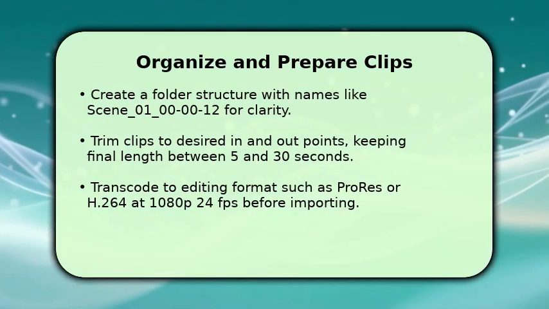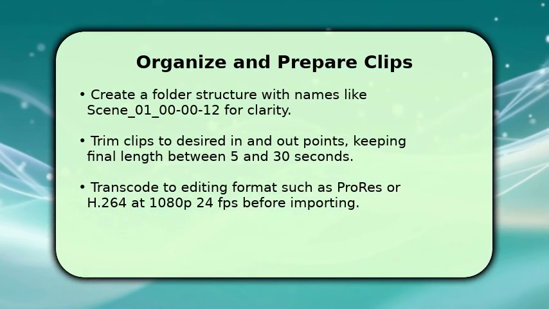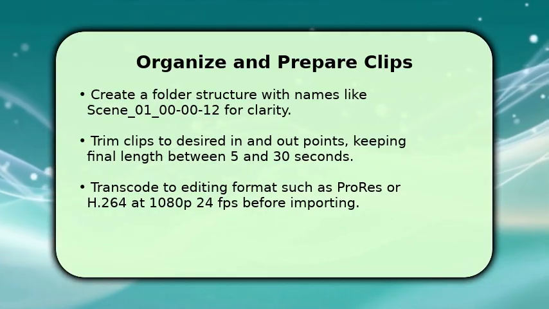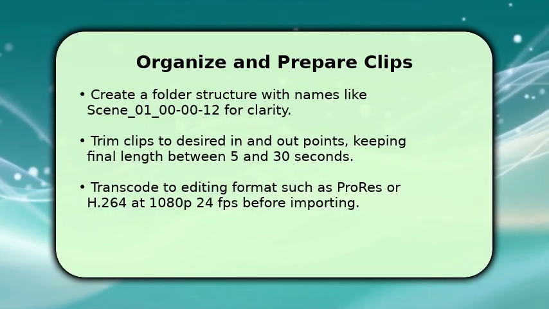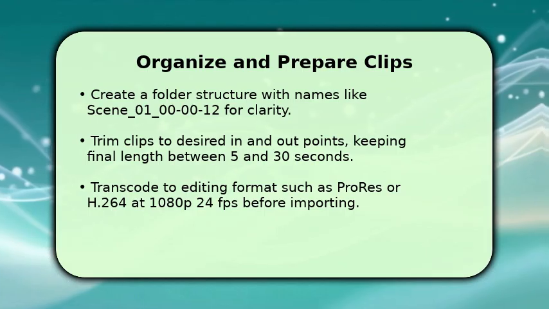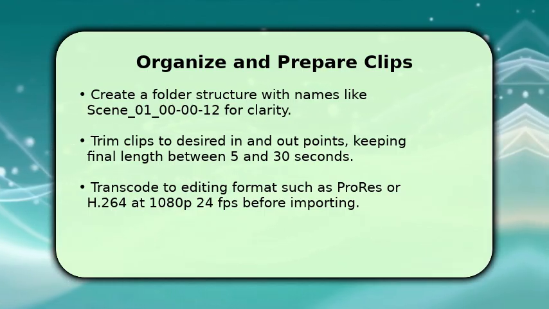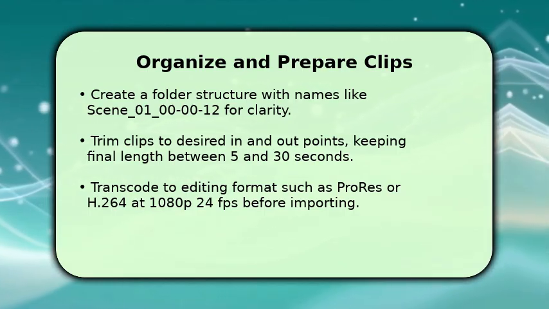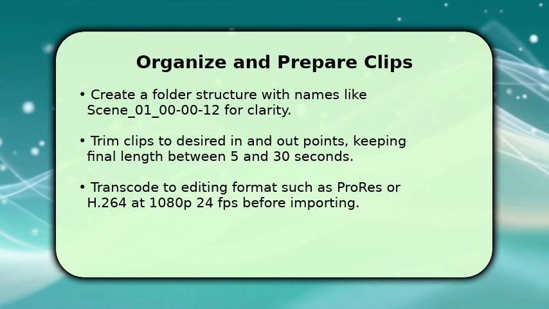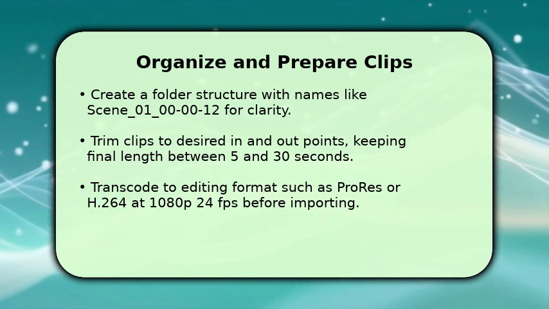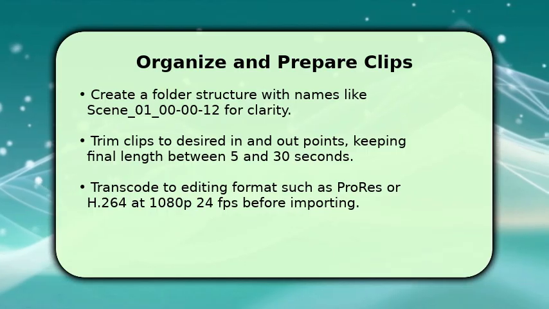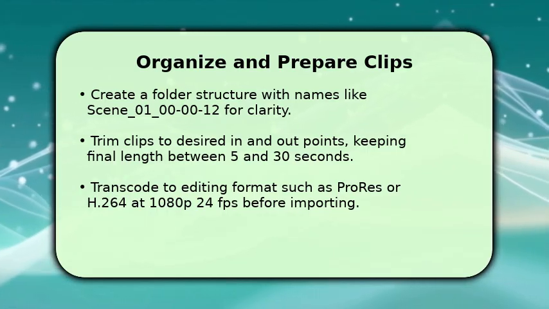Create a folder structure with names like scene 0100-00-12 for clarity. Import original files into a project bin and attach a simple metadata sheet. Trim clips to desired in and out points, keeping final length between 5 and 30 seconds. Make safe backups and store checksum or UUID for every downloaded file.